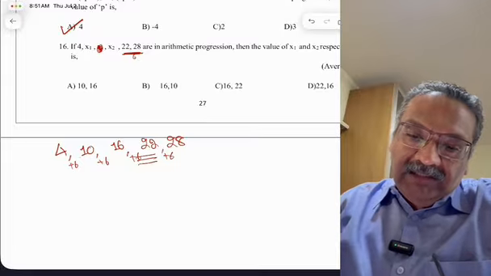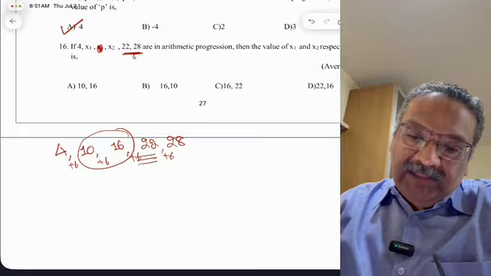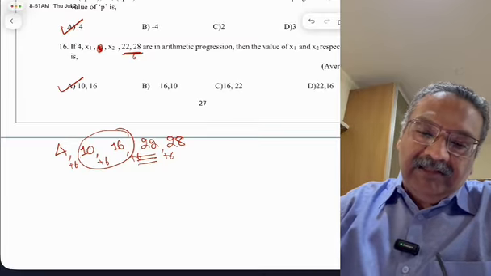So the answer for x1 and x2 will be two consecutive terms, 10 and 16.